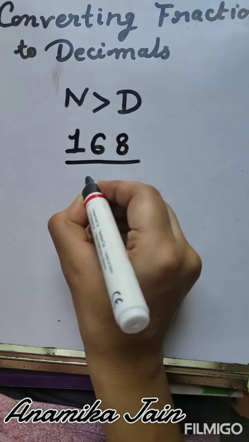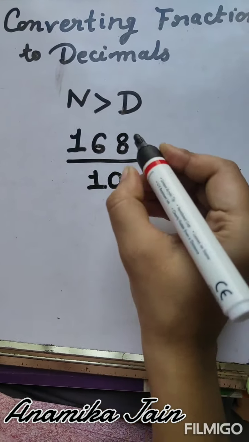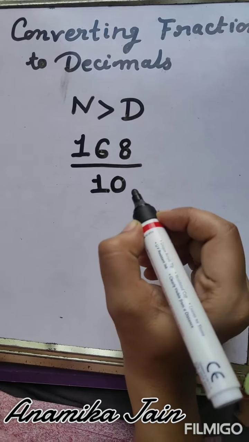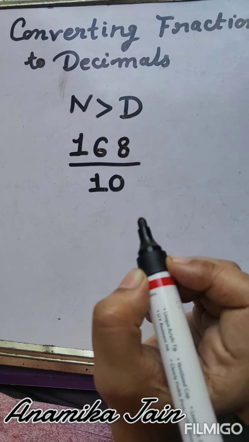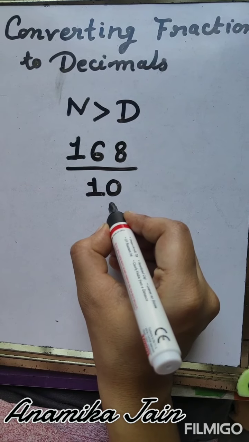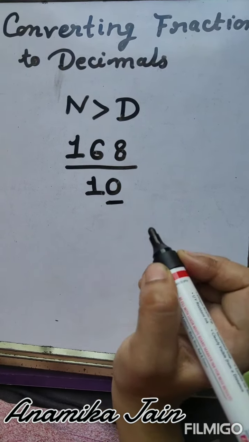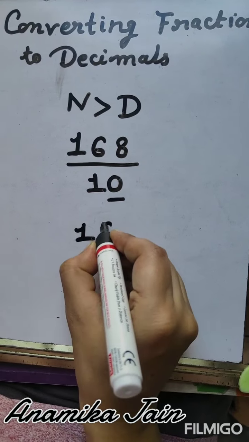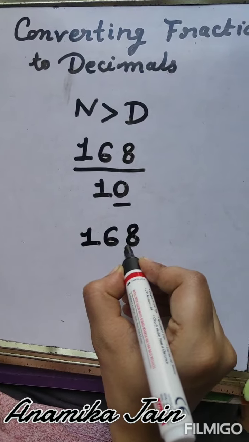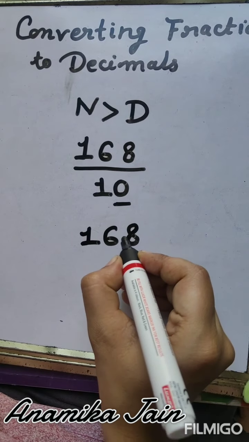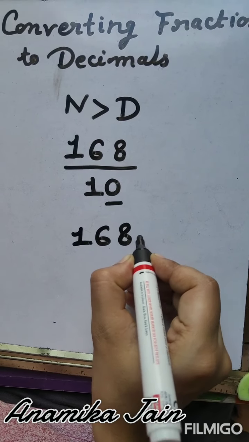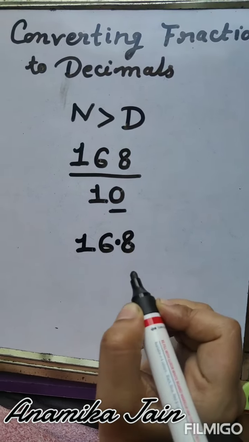168 by 10. Now we can see the numerator is greater than the denominator. In that case, what do we have to do? We have to count the number of zeros in the denominator. How many zeros are there in the denominator here? Here is 1 zero. So what will we do, class? We will count one digit from the right hand side. We will place the point before the one digit from the right hand side. It means before 8.